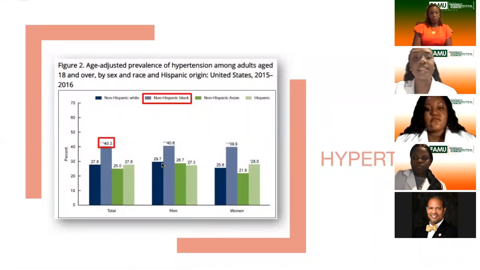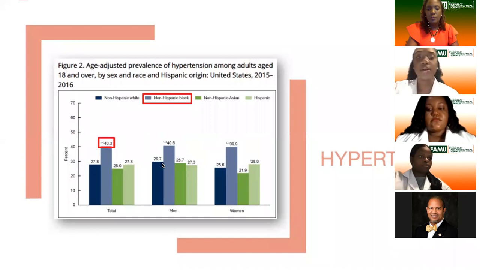In a report published by the CDC in 2016, African Americans made up about 40% of all groups diagnosed. African men and women lead amongst those ethnic groups with the highest incidence of high blood pressure.